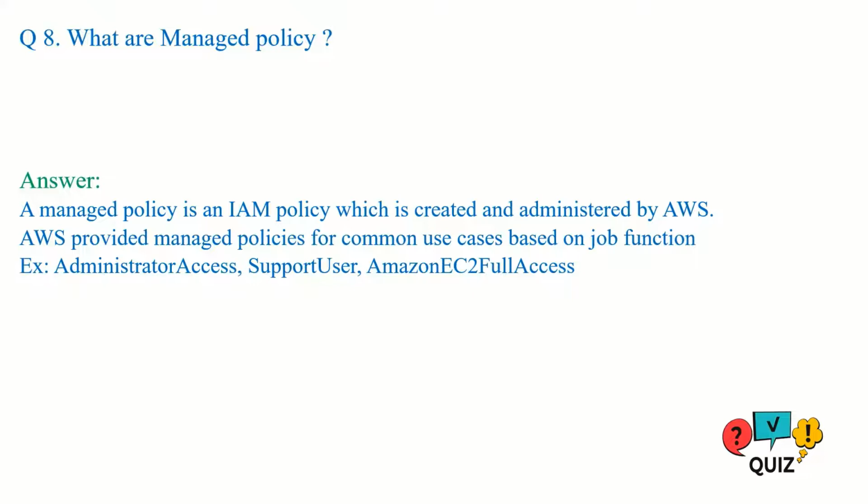Say, for example, you have created a user, you have attached a policy called administrator access or support user or Amazon EC2 full access. So with the policies you attach, that particular IAM user will have complete access to that particular role, correct? So these policies are created by AWS. So those policies are called managed policies. All right, good attempt. Let's move on to the next one.